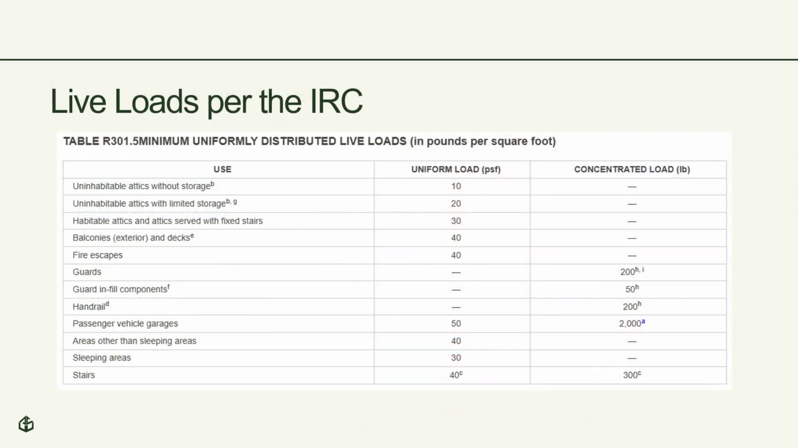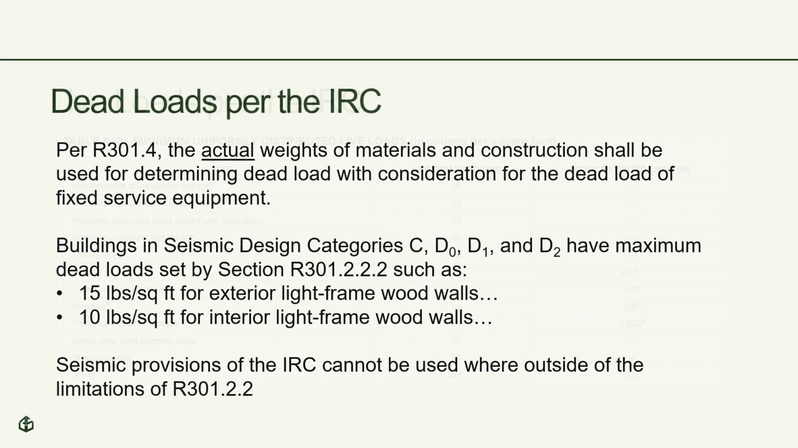The IRC requires buildings to be designed to minimum live loads as outlined in Table R301.5. Design of structural elements for larger live loads is permissible, but will require engineering where such higher loads exceed the prescriptive provisions. While actual weights of materials in construction determine the dead loads, there are maximum allowances for dead loads within the IRC prescriptive provisions, and there are additional dead load limitations for buildings in higher seismic design categories outlined in section R301.2.2.2. Where any of the limitations are exceeded, engineering is required.